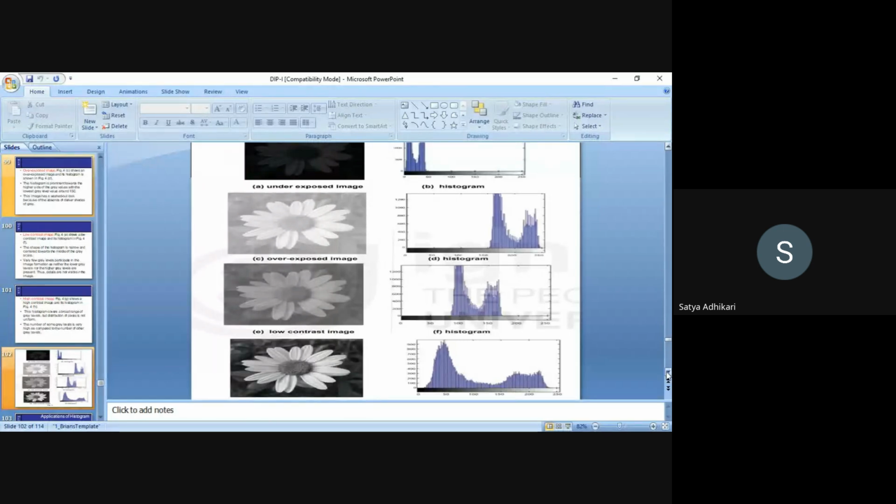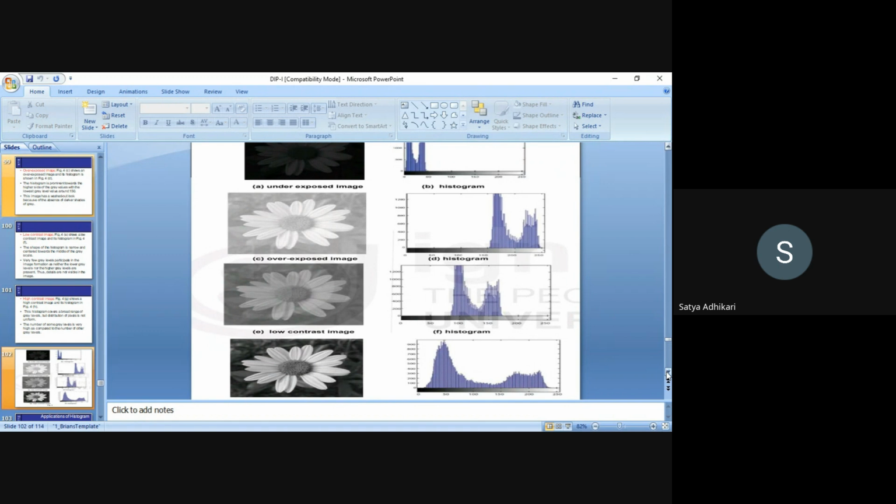Almost all gray level values are present in the image. There are some black color pixels nearer to 0. There are pixels nearer to 100. There are some pixels nearer to 200. There are some pixels nearer to 255, the maximum value. That is uniformly distributed.